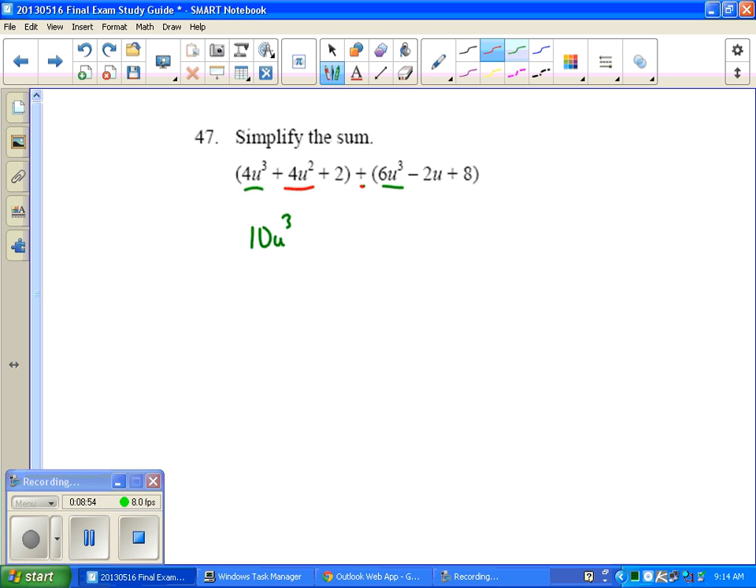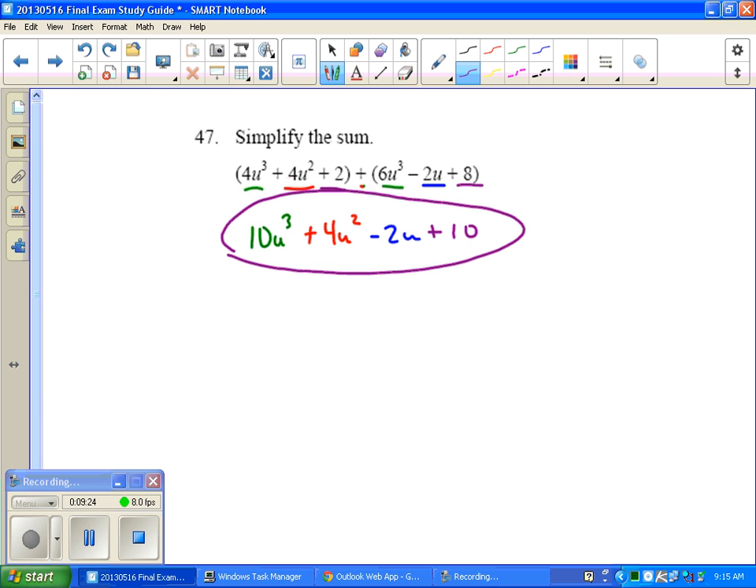4u squared plus, there's no squared over there, so it's just plus 4u squared. We'll leave it just like it is. Notice there's no u to the first power in the first one, so we'll just bring that one down just like it is, minus 2u. The reason we couldn't take it away from 4u squared is because one of them is u to the first and one of them is u to the second. Then the last one, 2 plus 8 is positive 10. Notice it's written in standard form: the third, then the second, then the first power, plus 10.